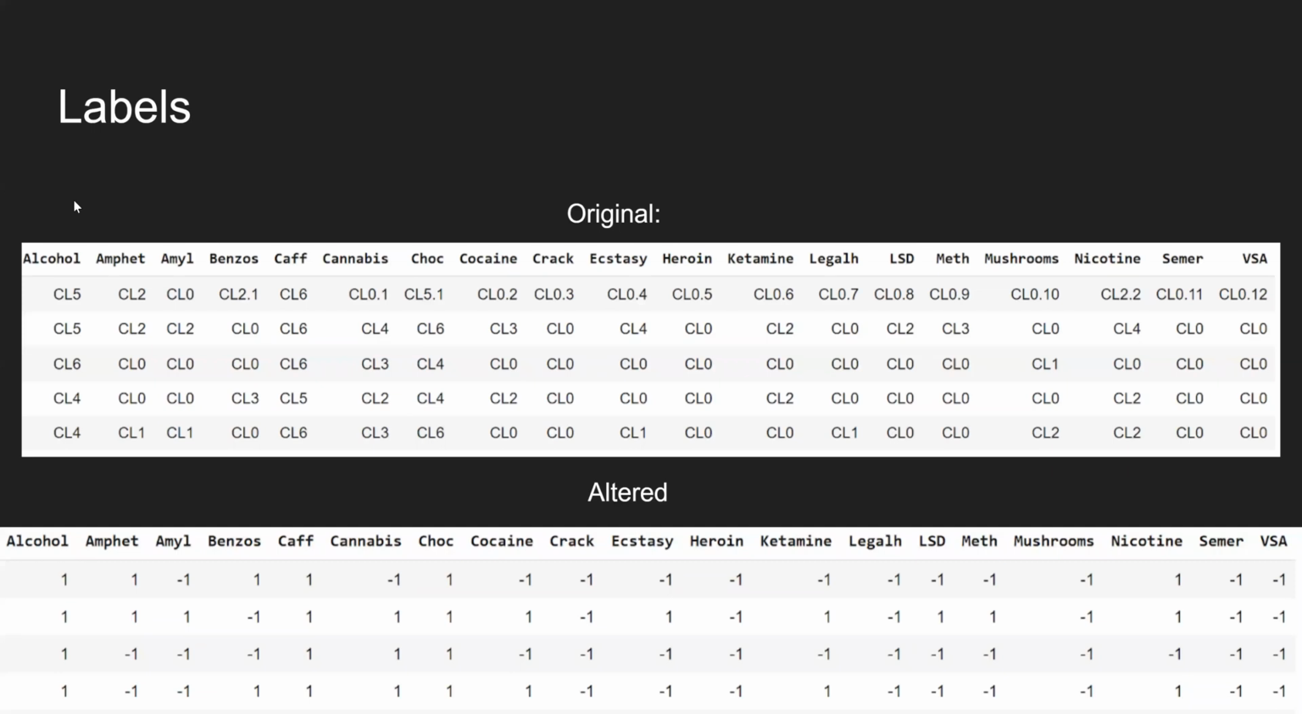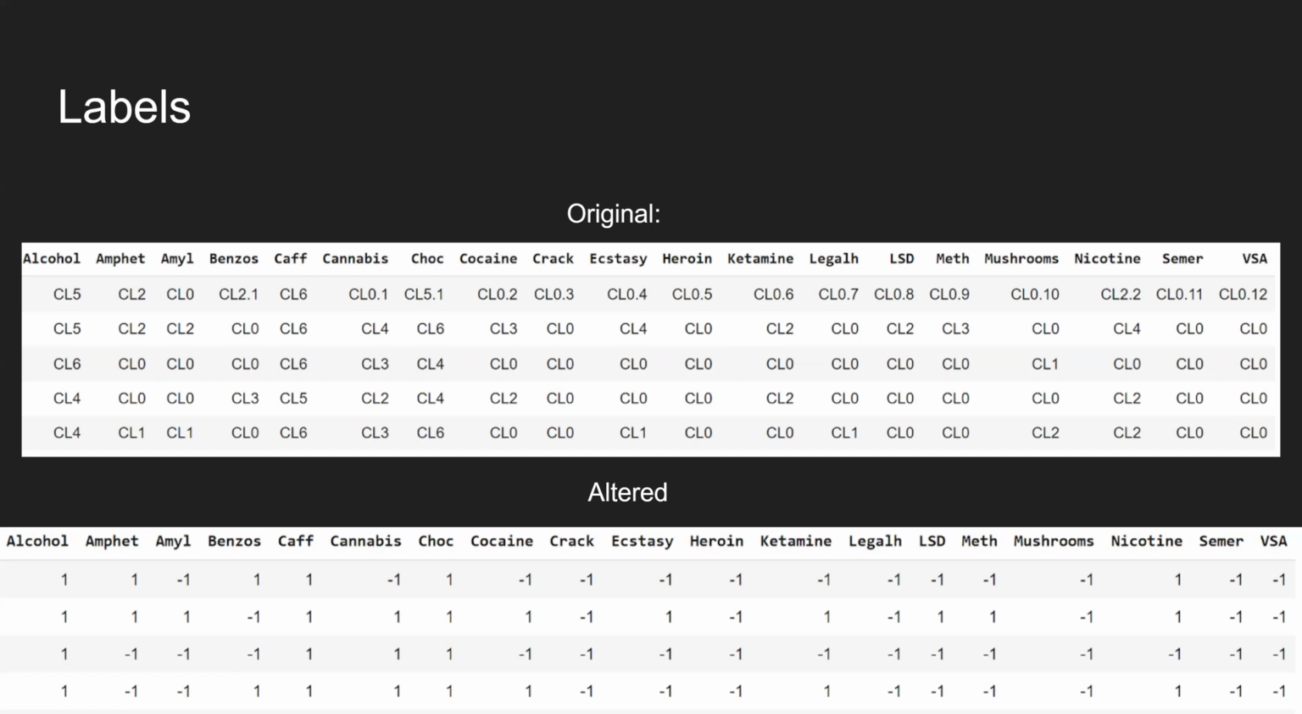And here are the labels. The labels are just the drugs, which are the dependent variables. So here was the original data, and then here is the altered data. On the top, the original data, it's CL. It shows just a bunch of CLs and different numbers that come right after that. So those represent the levels to which they were used.